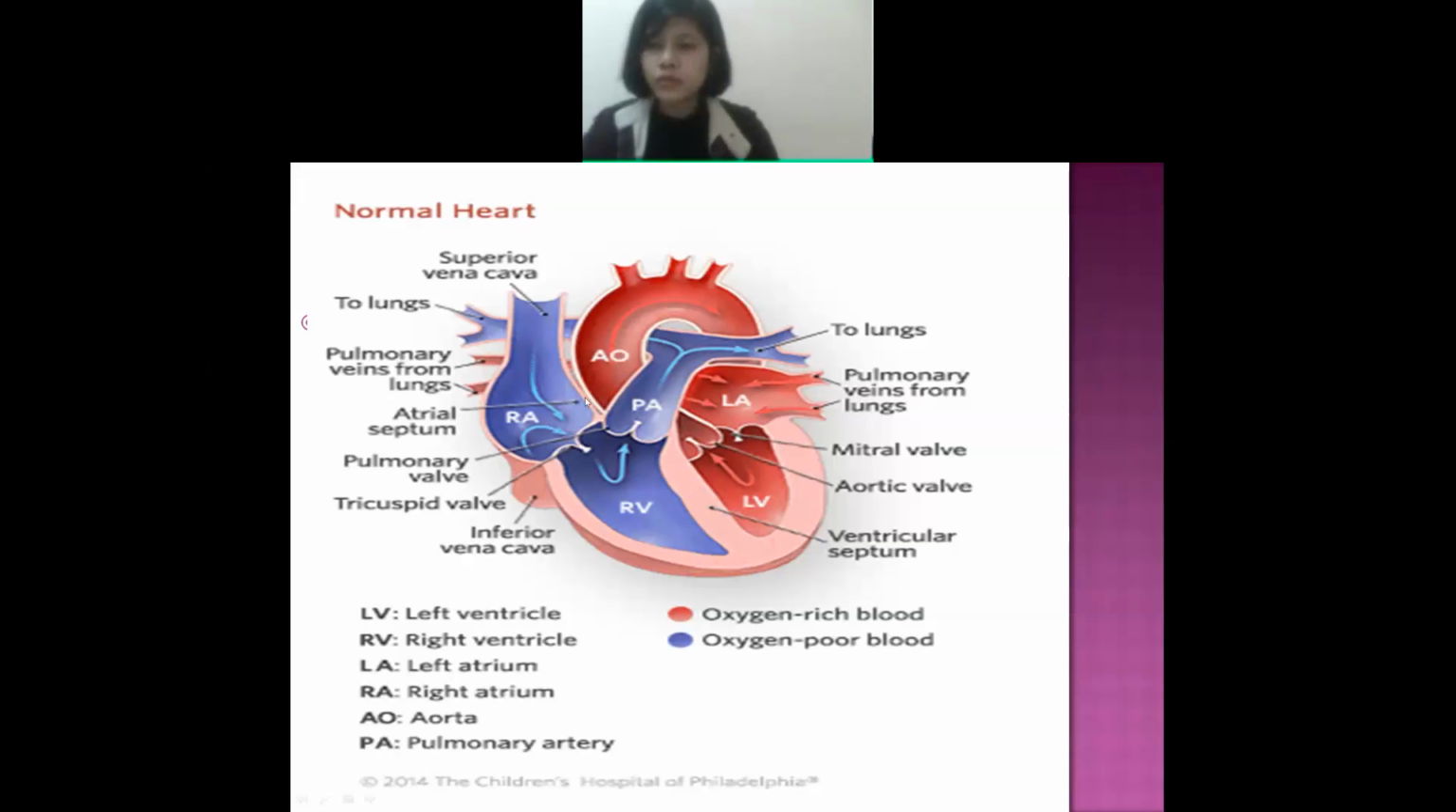And atrial septum means what? Here also the division is in between the two chambers. So atrial means what? Upside. That's why it's atrial, and septum is the division name. So that's why it's atrial septum.